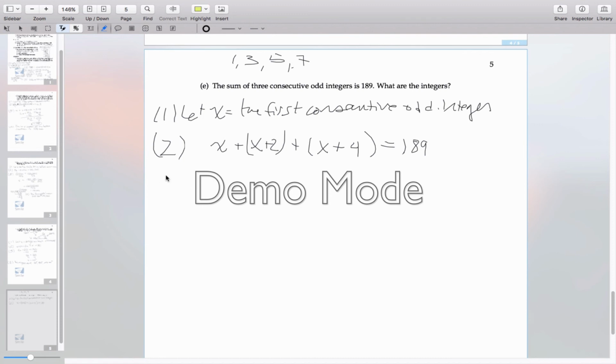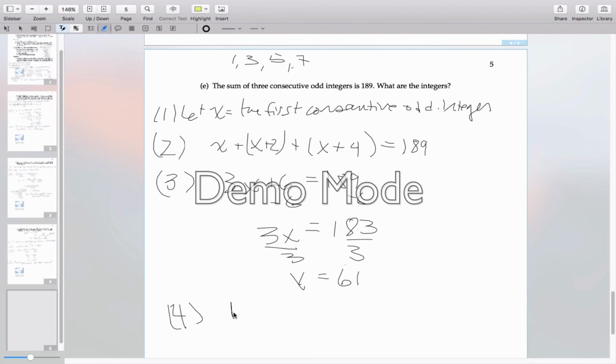Now let's solve this equation. 1, 2, 3 x's plus 6 equals 189. Subtract 6 from both sides. 3x equals 183. Divide by 3 on both sides, and we get x is, now this is 180 plus 3. So 180 divided by 3 is 60, and 3 divided by 3 is 1, so we know this has to be 61. So the integers are 61, 63, and 65.